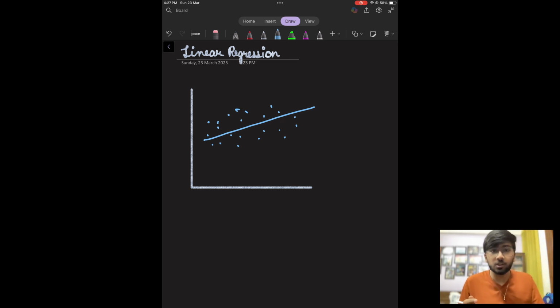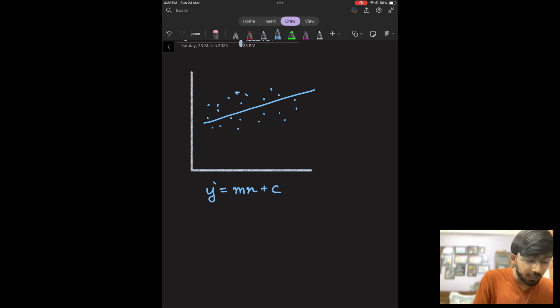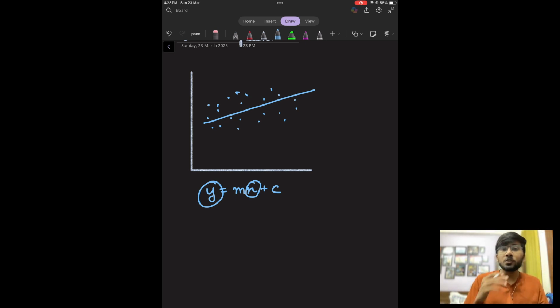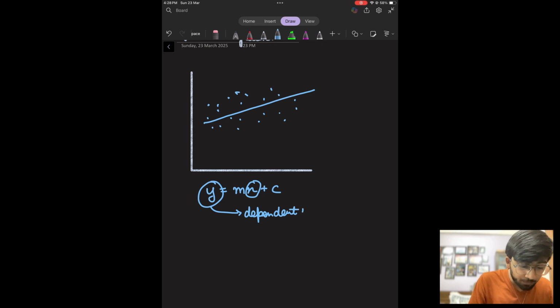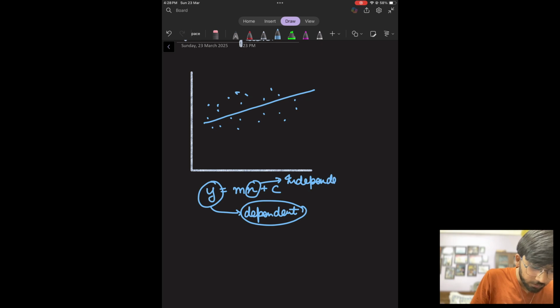So when you find a relationship in a straight line, you get a generalized equation, that is y equals mx plus c. Here y is the dependent variable and x is the independent variable. Independent variable means that it is independent of everything, and this is the variable which you will be providing to the model. And this is the dependent variable. Why is it called the dependent variable? It is called dependent because it depends upon what data you are providing to the model. It totally depends upon the independent variable. Please ignore my handwriting, it's a bit bad.